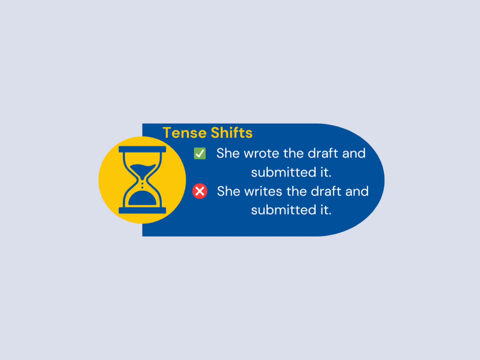Tense shifts. Tense shifts confuse readers when you suddenly jump between past, present, or future without a clear reason. For example, "she writes the draft and submitted it" mixes present and past. Stay consistent within a sentence unless you are deliberately shifting the meaning. In professional writing, clear, steady tense use makes your story or argument easier to follow.